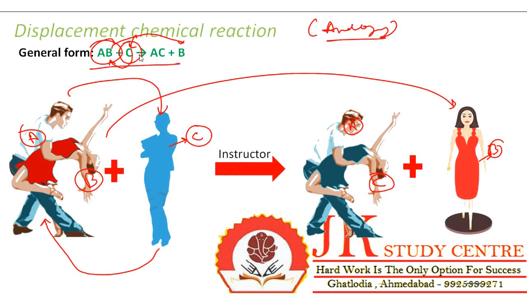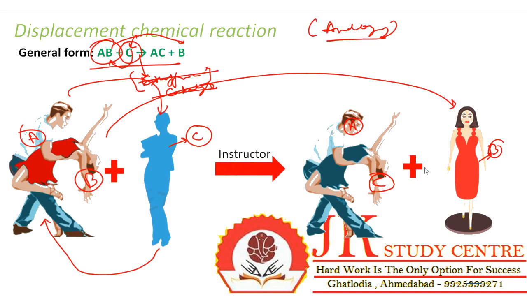So maybe this reaction happens on its own, or maybe it happens due to some external force, for example heat or temperature or pressure, or some catalyst may also be required for this. But at the end of the day, you exclude this part to make life simple. What's happening is A and B were dancing, C came, and now A and C are dancing, and B is gone. This person C took the place of B, and B is out now.